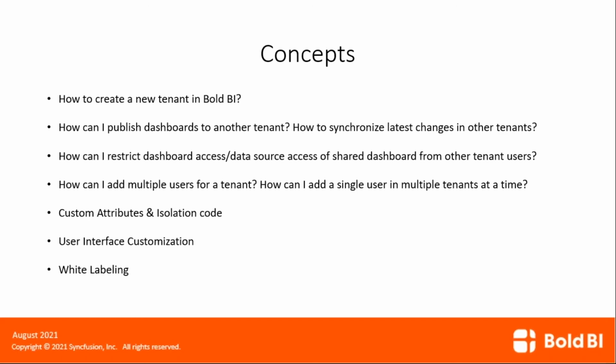And custom attributes and isolation code. As I showed you, isolation code helps to apply row-level security on each and every tenant. Based on that, the data will be restricted for the dashboard. And custom attributes will help you to change the values. Like instead of static data, you can have dynamic data based on the attribute value. And along with this, we have seen the user interface customization. You can change the context menus or the preview options or the custom menus. Everything can be customized.